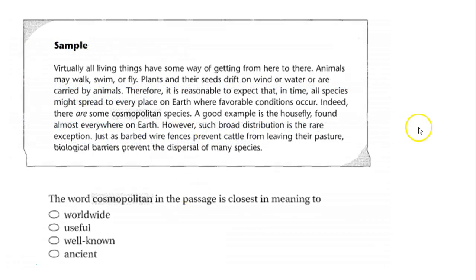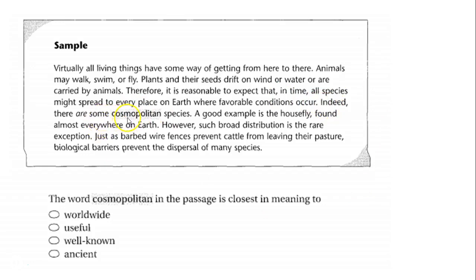This is another example, and here we have to find the meaning of the word cosmopolitan. This is a TOEFL example. So the word cosmopolitan here will mean either one of these four words here. How do I know? The word cosmopolitan, I'm going to first look for a synonym for the word cosmopolitan in the same sentence. Let's read the first sentence.